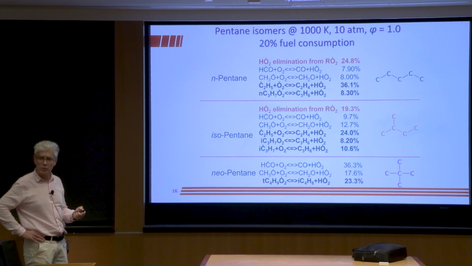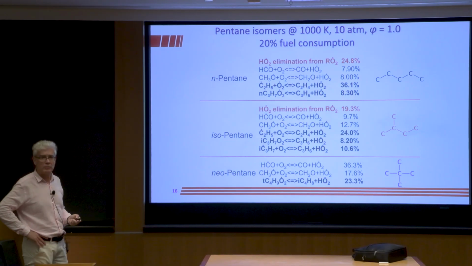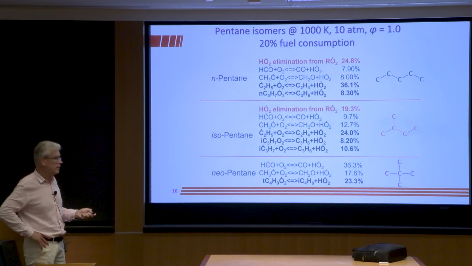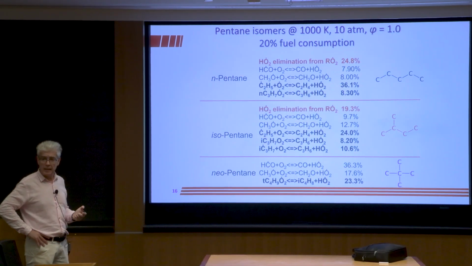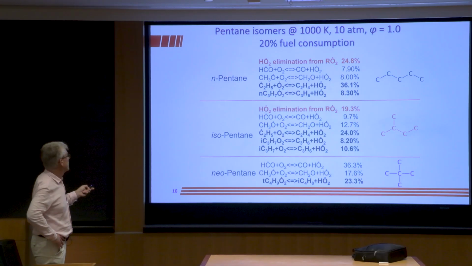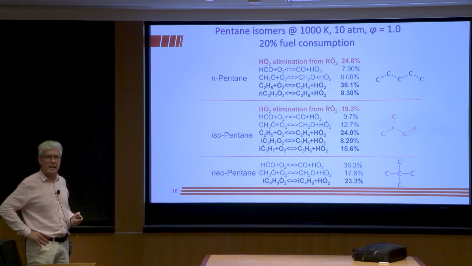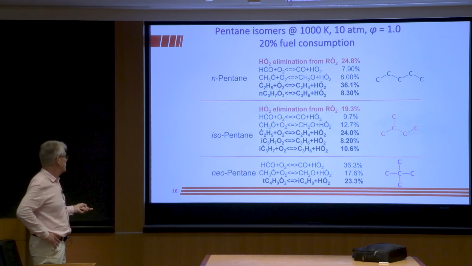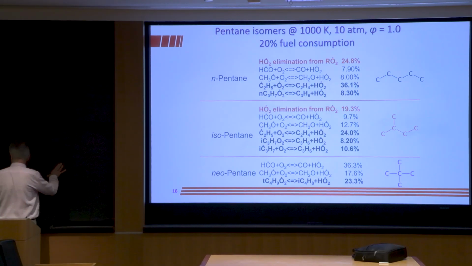They're all producing HO2. So this is actually the percentage of HO2 formation, I should have said. A quarter of the HO2 is coming from the elimination from RO2 for N-pentane. About 20% is coming from isopentane. But actually, it's not possible to get that elimination reaction from neopentane. So let me just show you what that elimination reaction actually is.